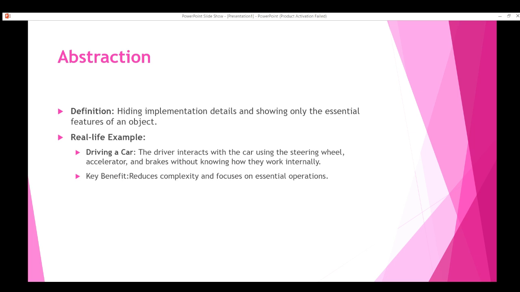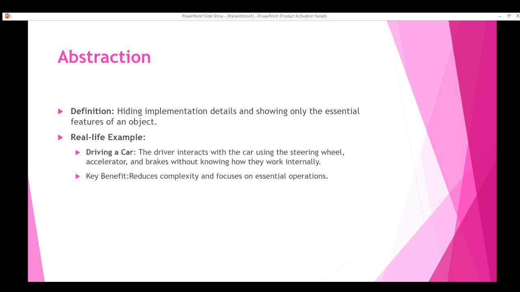Suppose you drive a car, you can interact with the steering wheel, accelerator, and brakes, but you don't know how the engine converts fuel into motion and how the braking system works internally. The car abstracts the complex process and provides a simplified interface for the driver to operate it. This abstraction allows the user to focus on driving tasks rather than technical details. The key benefit of abstraction is that it reduces complexity and allows users to work with high-level functionality without worrying about implementation details.